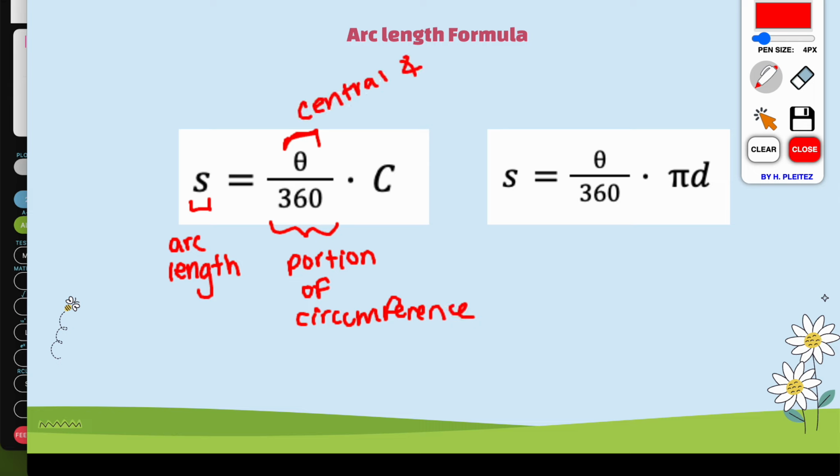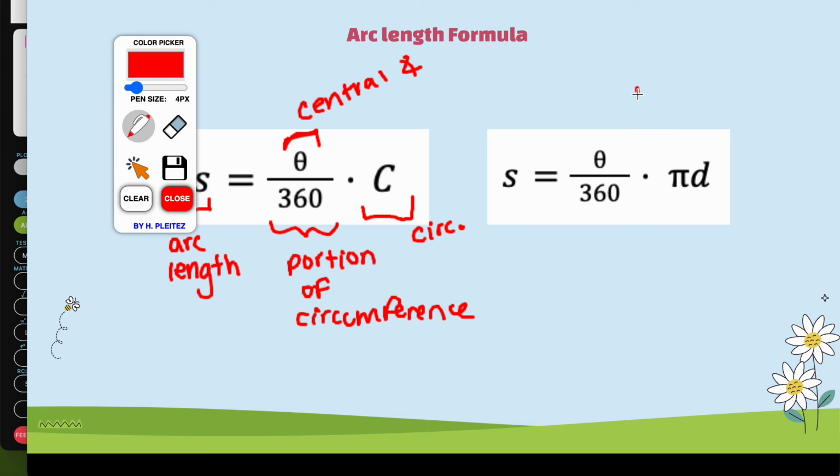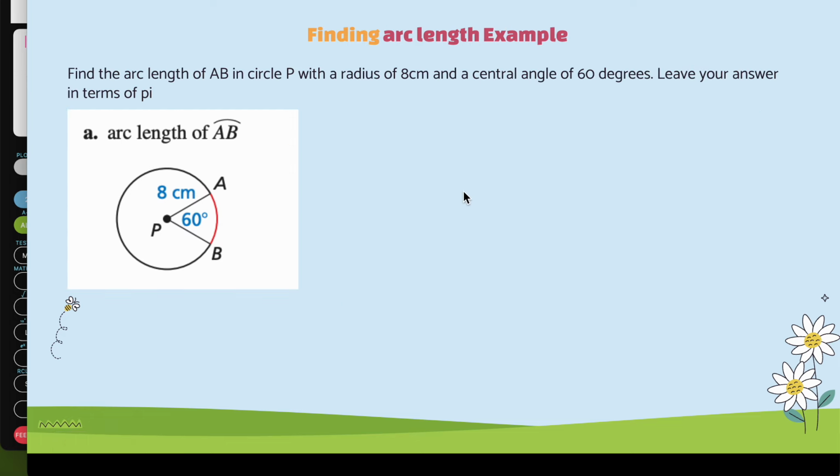And then this, right, we took our portion of our circumference and then we multiplied it by our actual circumference, right? Now this formula on the right here is the same exact thing, except instead of the capital C, we wrote pi times diameter. But that's just because C equals pi d. So you might see it, or you can use it in either form, but they both mean the exact same thing. So we're going to get into a formal example here, and I am not going to use the formula. I'm going to show you that you don't need the formula to do this.